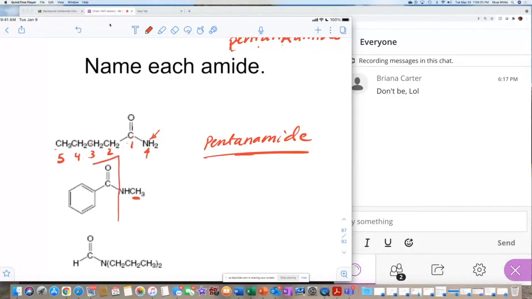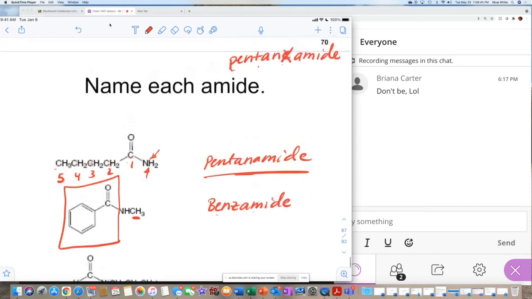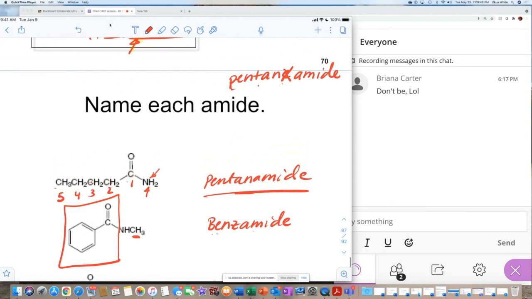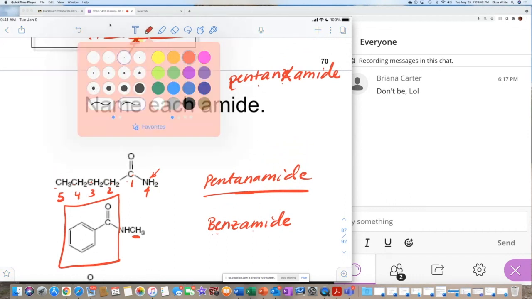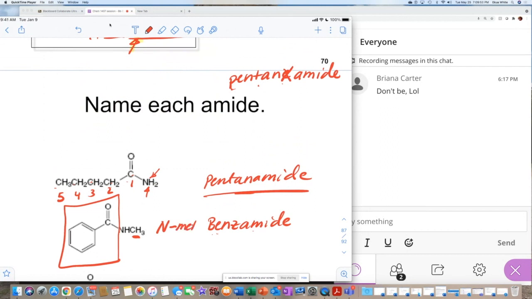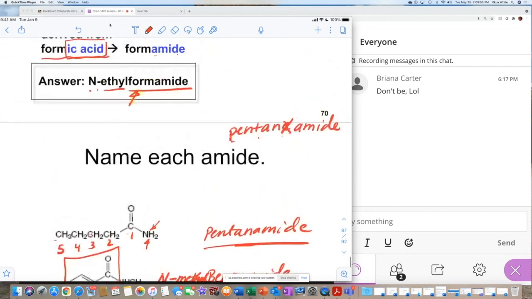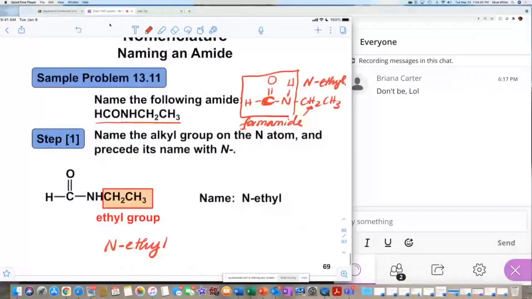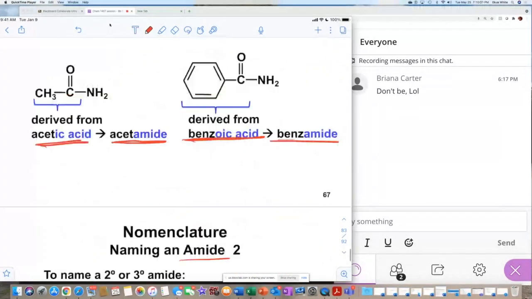The rest of this is derived from benzoic acid. Benzoic acid was the acid this is derived from. Replace the oic acid according to the rules they're saying, and then add amide. So benzamide is the longest chain, and the side group here is N-methyl. N-methyl benzamide. I'm making sure that they did talk about benzamide back here.